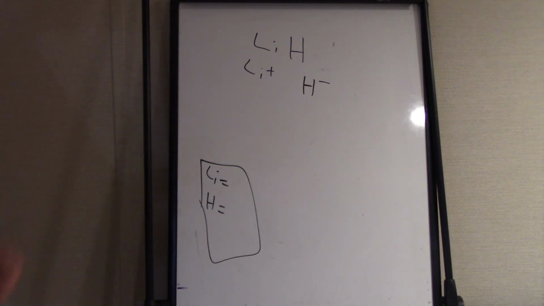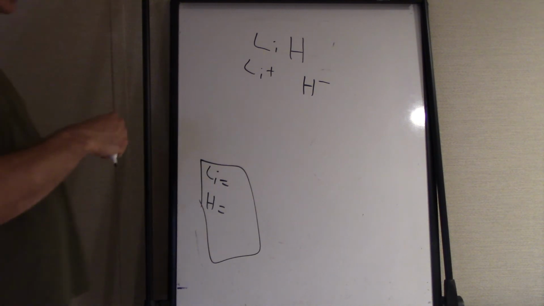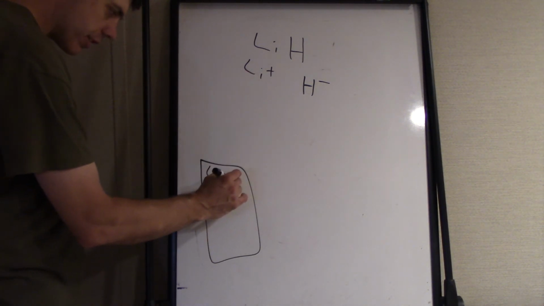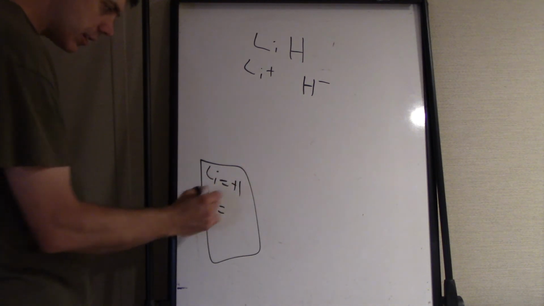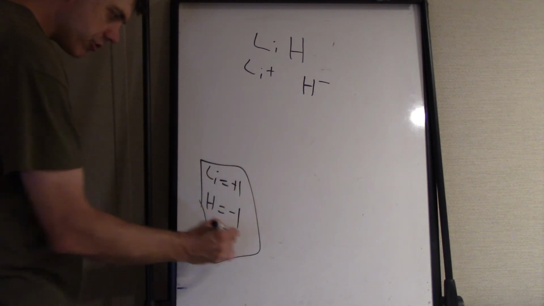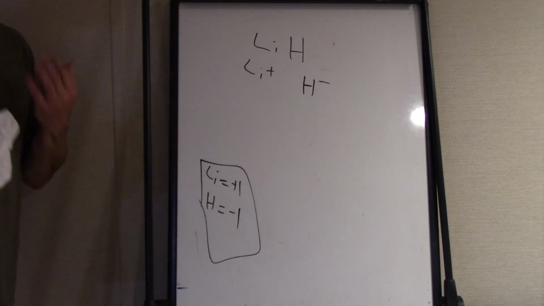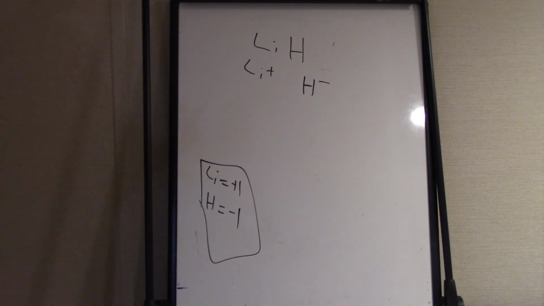You're just going to use the ionic rule for this. Oxidation number will be the same as the charge. Oxidation number for lithium, same as the charge, +1. Oxidation number for the hydrogen, -1. So when hydrogen is directly combined with a metal, its oxidation number is not going to be +1. Instead, it's going to be -1.